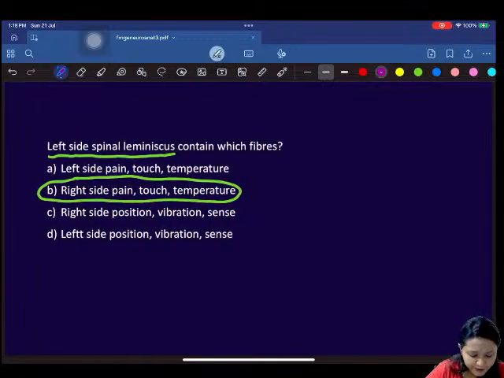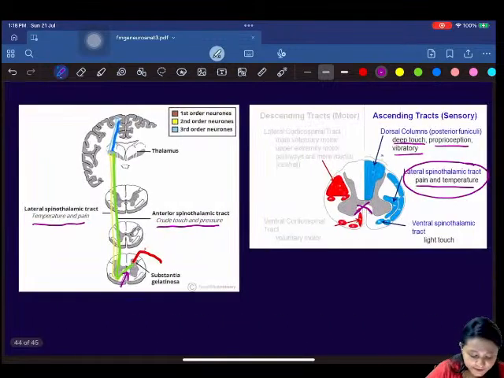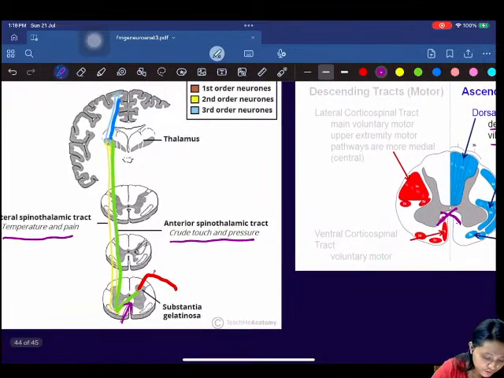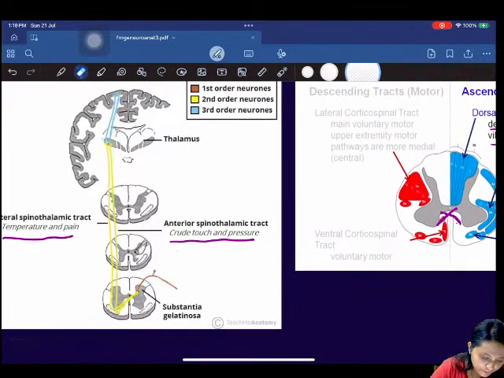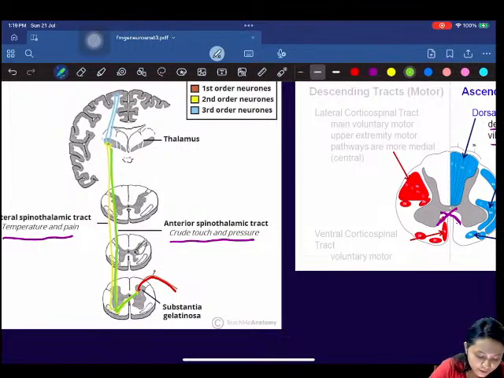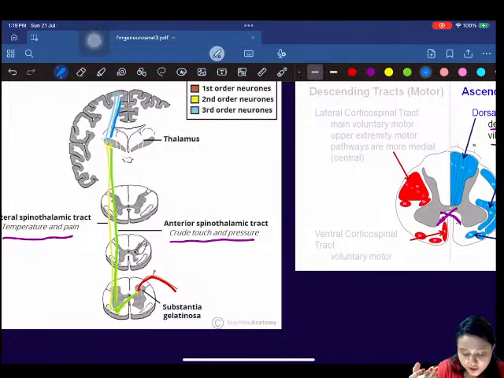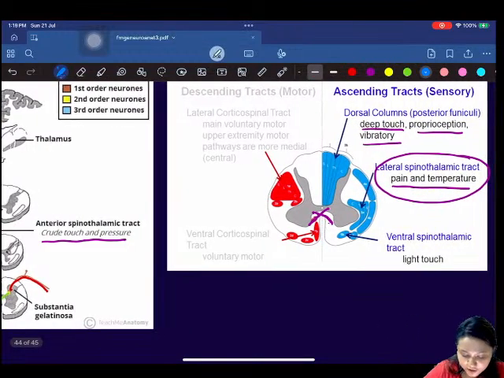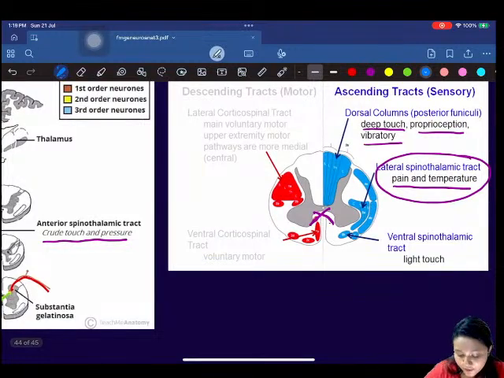Then we have studied about the lemnisci, the spinal lemnisci. You can see there are different orders of neurons. You have the first order neuron, and there is no crossing over in the first order neuron. When you come to the second order, you can see that there's a crossing over in the anterior commissure, and then you have the third order neuron. They have asked about the lateral fibers of the spinal lemniscus. They cross over in the anterior commissure, and they are responsible for your pain, touch, and temperature.